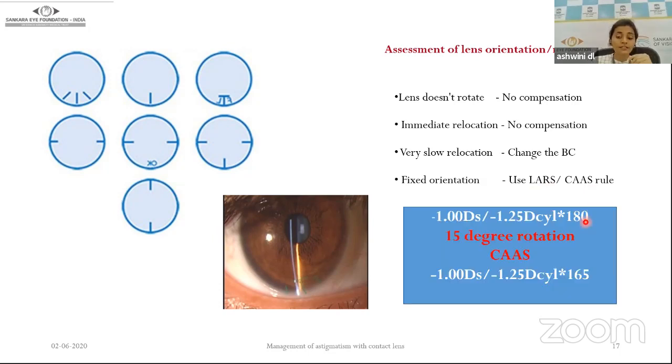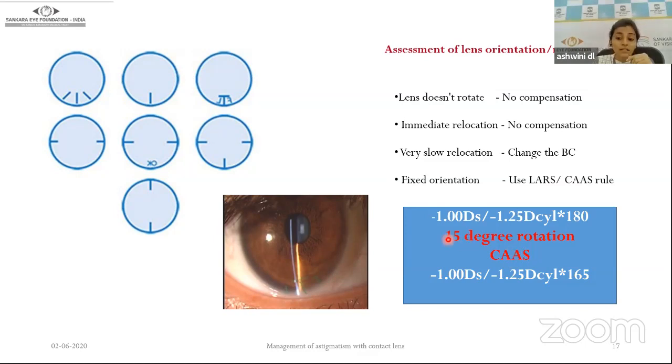Here there is a small example. There was a prescription of -1 diopter spherical with a -1.25 diopter cylinder, axis 180. This was the lens fitted in the patient's eye. The scribe marks were in the vertical meridian, similar to this. After the slit lamp evaluation, we saw that there was a 15 degree rotation present, and it was in the anti-clockwise direction. That is, from the 6 o'clock position it had moved to somewhere between 5 and 6 o'clock. It had moved from its original position, so it moved anti-clockwise.